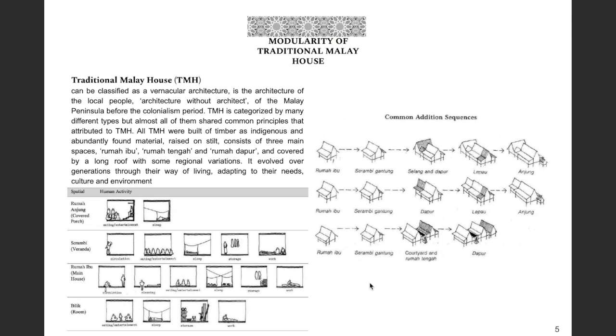Other than that, I also looked into the traditional Malay house, whereby it's the modularity of it, where the Malay architecture is kind of like a Lego house. As the user's family grows bigger, they can make their house bigger too by adding structure to it. There are also three main spaces in the traditional Malay house: rumah ibu, rumah tengah, and rumah dapur. So eventually your house will become bigger.